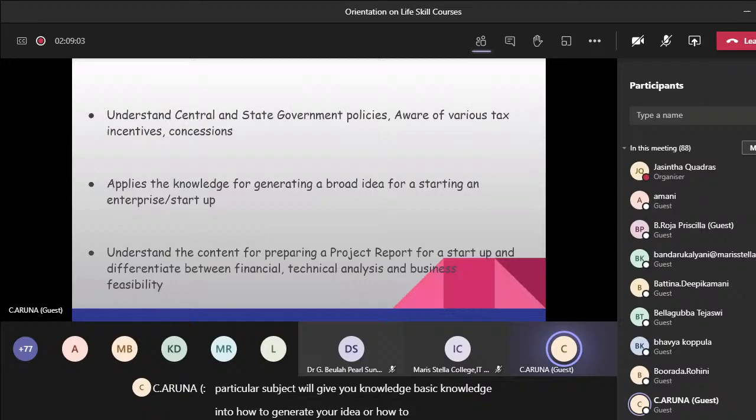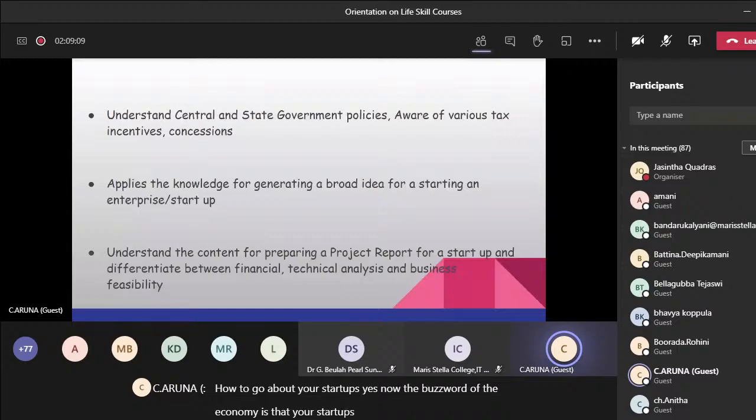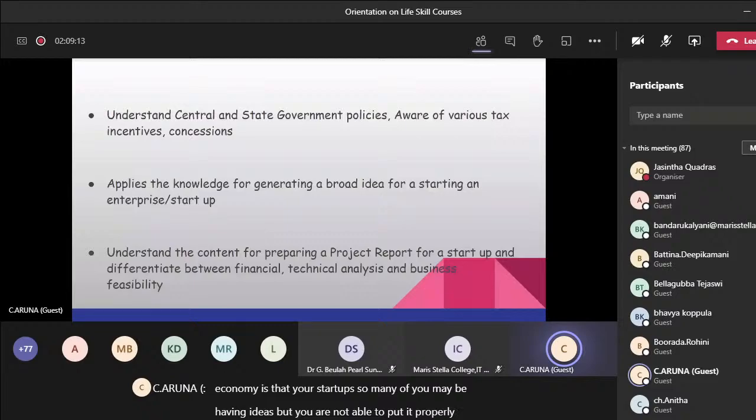So this particular subject will give you basic knowledge on how to generate your idea, how to implement your idea, how to go about your startups. Yes, now the buzzword of the economy is startups. So many of you may have ideas, but you are not able to put them forward properly because of inhibitions within your mind. You have a fear that my idea may not be accepted as such. So how should I go forward with these startups? How can I generate my idea? How to prepare a project report? All these things will be provided to you as part of this subject.